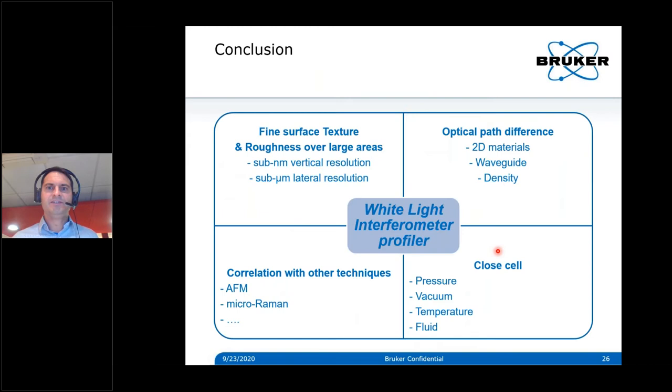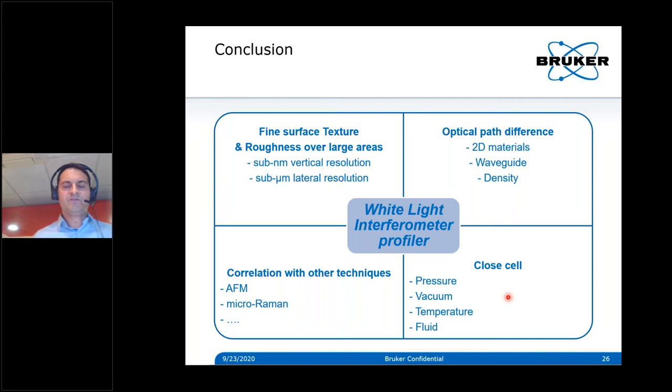As you have seen with this quick overview, white light interferometer profilers can still be used to finely characterize surface textures, but using the sub-nanometer vertical resolution and sub-micron lateral resolution, we can expand this to power spectrum densities and understand how the corrosion process plays a role. You can also start using modes where you simply use the optical path difference, such as to measure 2D materials, waveguides, or density changes over living cells. Also, you can use closed cells, such that you control pressure, vacuum, temperature, or fluid around the sample in order to study dynamics and kinetics and still have very precise vertical and lateral information.